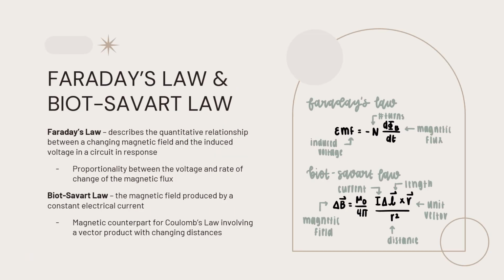One of the fundamental concepts we'll be using in this experiment is Faraday's law, which describes a quantitative relationship between a changing magnetic field and the induced voltage in a circuit in response. We also know that there's proportionality between the voltage and the rate of change of magnetic flux. And we'll also be using the Biot-Savart law, which says that the magnetic field is produced by a constant electrical current, and this is the magnetic counterpart for Coulomb's law involving a vector product with changing distances. And to the right, you can see the equations.